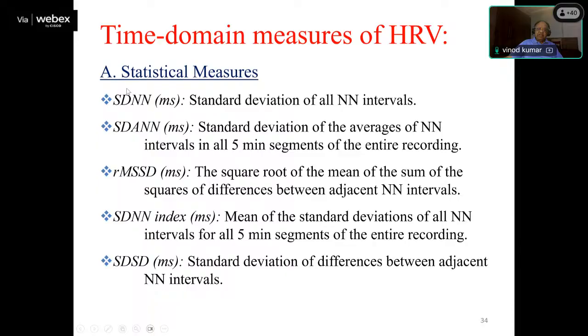We find out standard deviation. We find out average of the standard deviation. We find out RMS value of the standard deviation. Then we calculate the normalized value, the standard deviation index. That is the mean of standard deviation of all NN intervals for 5-minute segments. So we just try to average. Similarly, standard deviation of standard deviation.